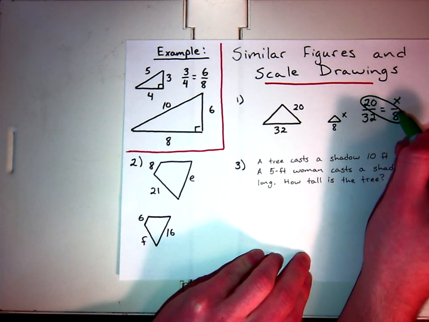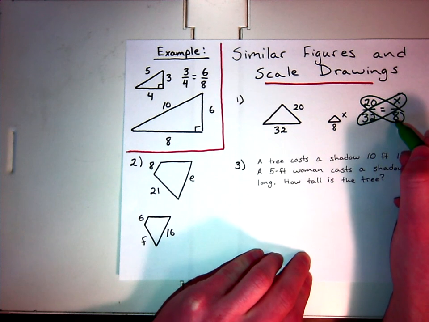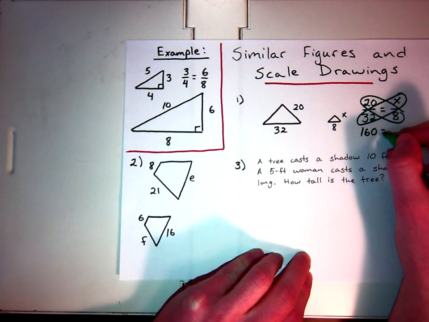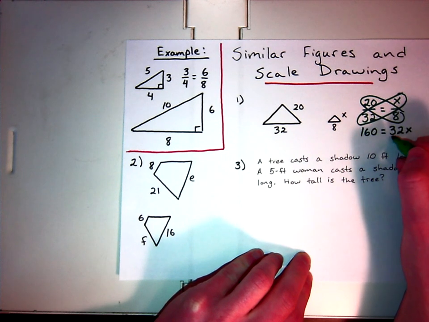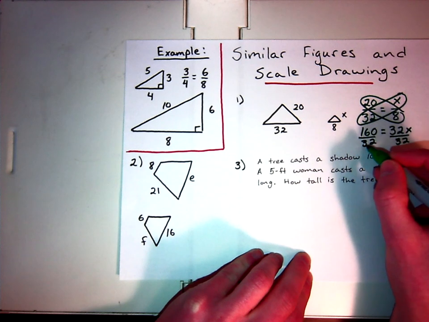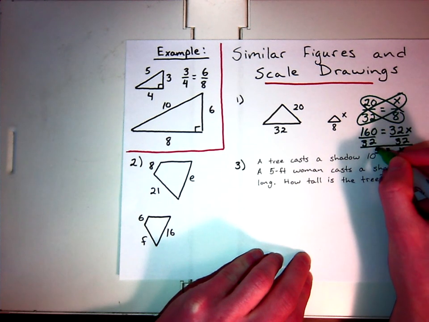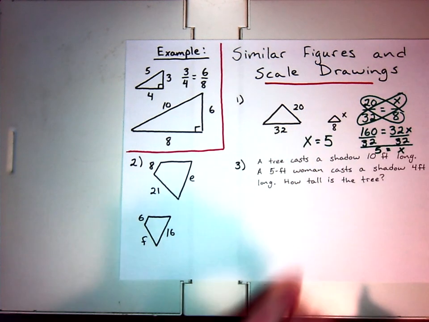So I'm going to cross multiply here. I'm going to use the butterfly method. So 20 times 8 is 160, and that will equal 32x. From there, I divide both sides by 32, and that's going to get me x equals 5. So x will equal 5 for this problem, okay?